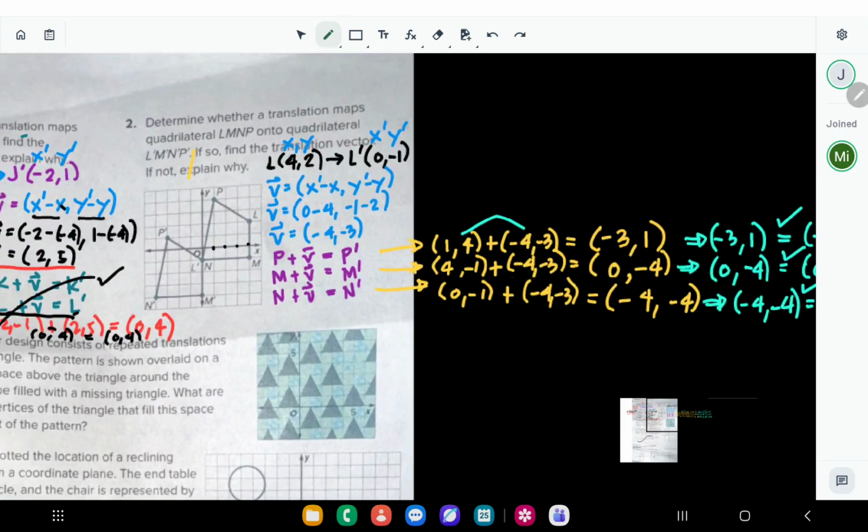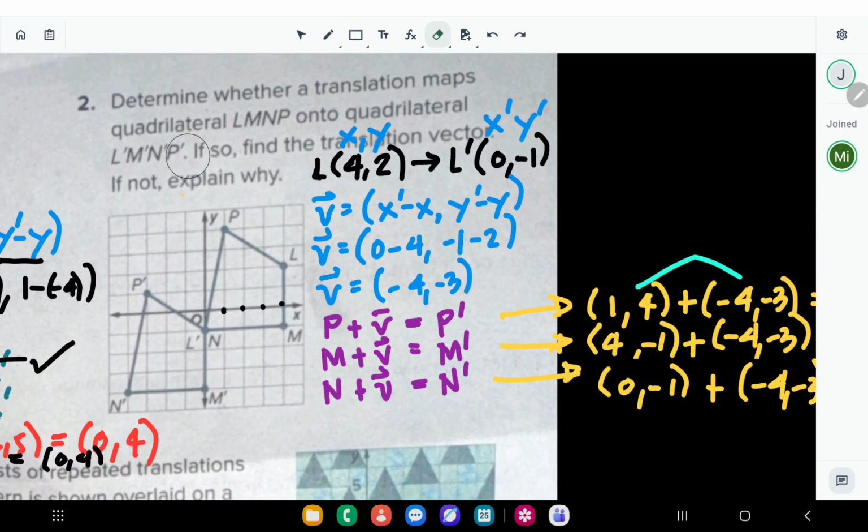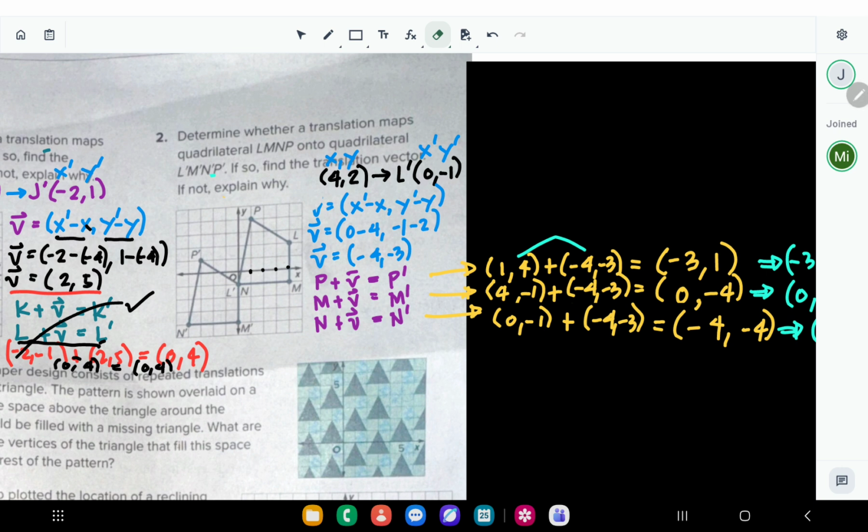Therefore, quadrilateral LMNP translates to quadrilateral L prime M prime N prime P prime. And the vector is negative 4, negative 3. The next one is a bit complicated.